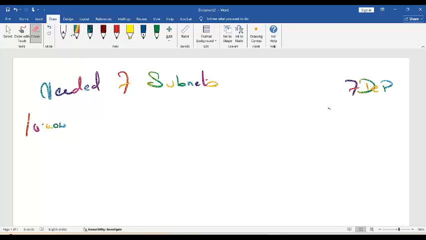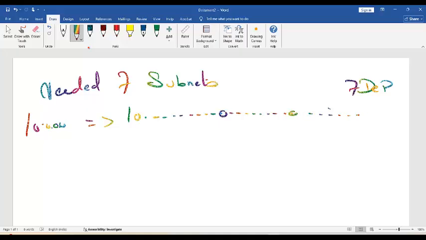Let me write it like this: 10.1234567 8. This is one octet. This is another octet. Now I need 7 subnets because I have 7 departments. Do I need to take 7 bits? Or do I need to take 3 bits? Or do I need to take 20 bits? How many bits and from where? Should I take it from here or here? I'll tell you the answer for that one first.